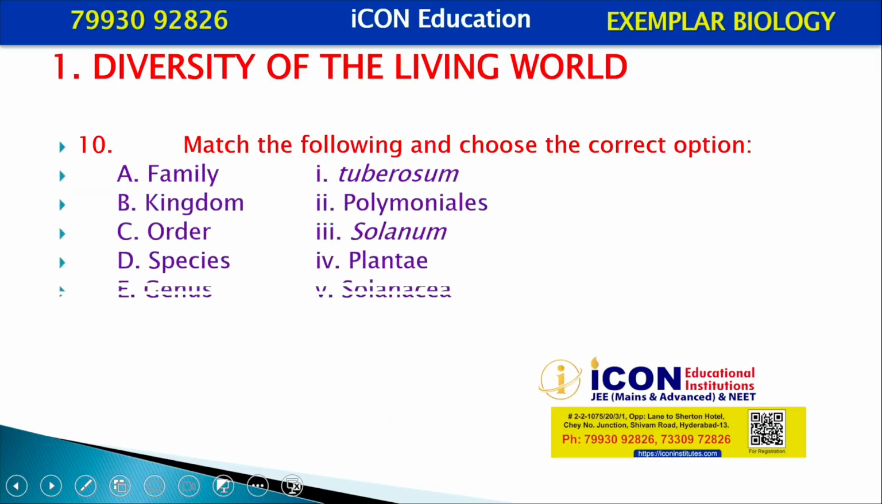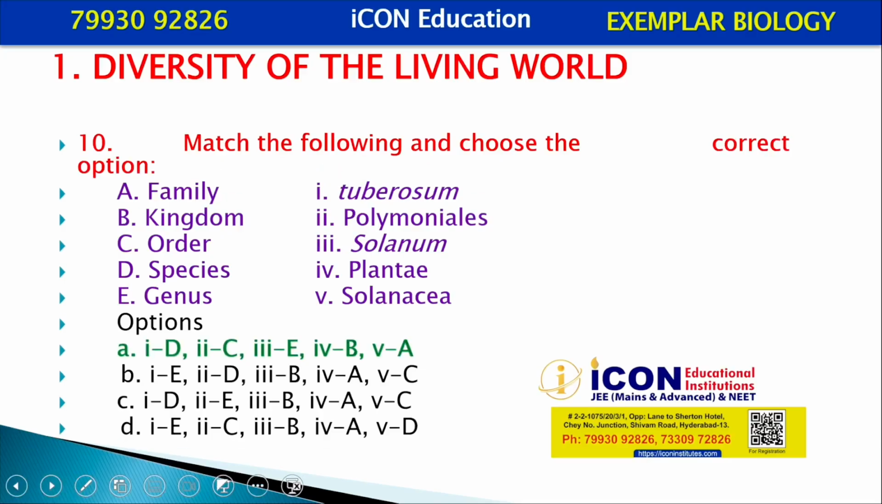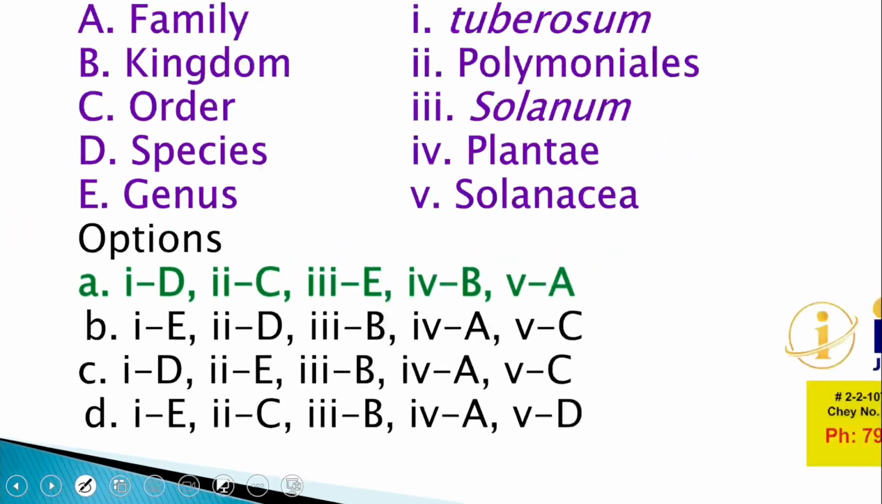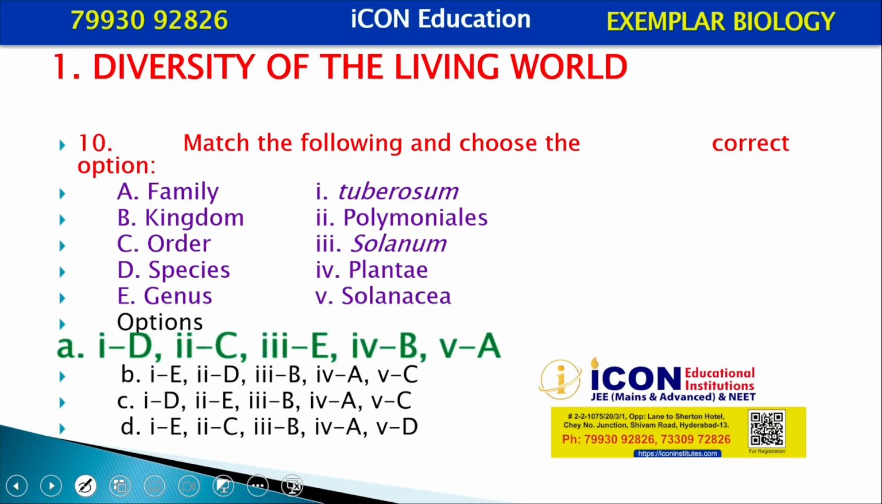So, match the following and choose the correct option. Family, kingdom, order, species, genus are given here. Further, we have to match them with tuberosum, polymoniales, Solanum, Plantae, and Solanaceae. So, let's start one by one.